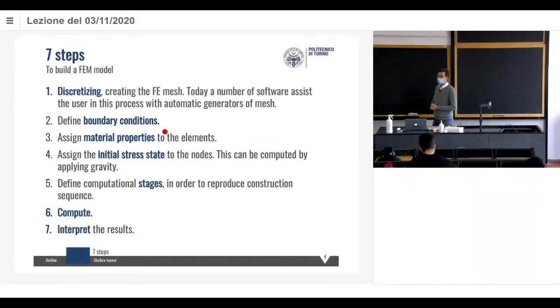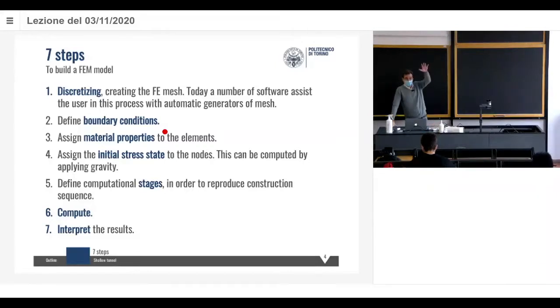Next step, number 5, requires us to define the stages of our computation. Not only do we have to assign all the rest, but we have to set how many stages we want to compute. Because if we are building a foundation or excavating a tunnel or preparing a diaphragm wall, there will be some construction stages that you need to complete your construction. And so we want to reproduce the same kind of construction stages in the model as well.